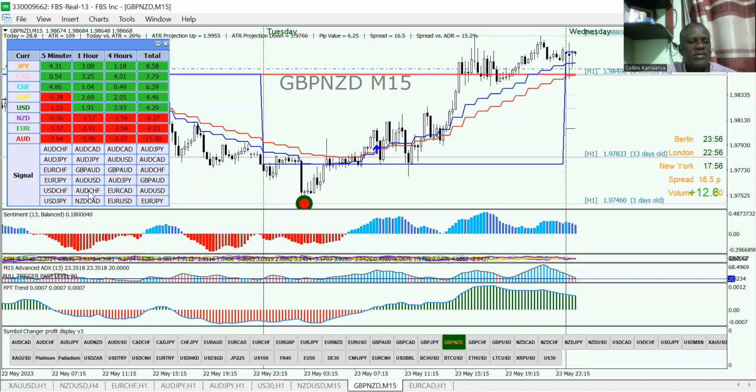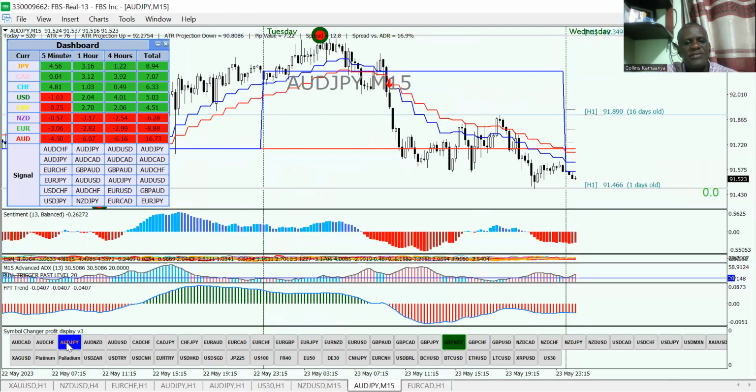Then if 1 hour, you have this. 4 hours, you have those ones. Then sum total. You can either use the sum total, or you can use the individuals. But now for our case, let me use the sum total. If I'm to open AUD/JPY, for example, in the 15-minute time frame, you can see how the day went.